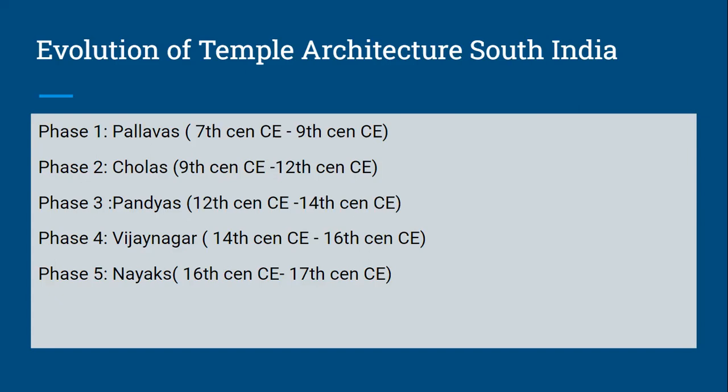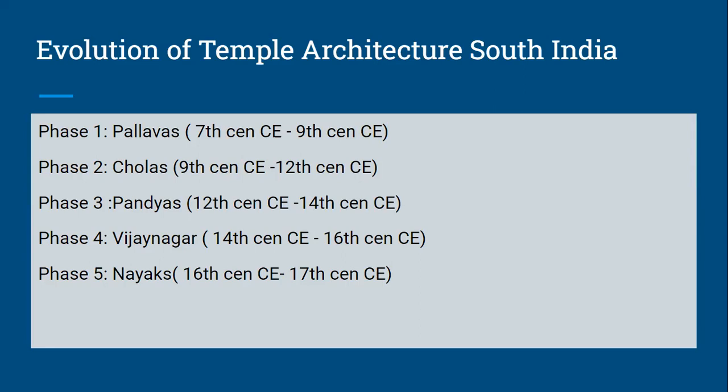Then the most important phase is the Vijayanagar. When I talk about Vijayanagar temple architecture, some of the features were of the Dravida style, but you will find some distinctive features which are unique characteristics of Vijayanagar temple architecture. And the last one is the Nayaks. The Nayaks were military commanders under the Vijayanagar Empire. But as soon as the Vijayanagar Empire declined, these Nayaks declared their independence, and they didn't build any new temples, but they added to the existing ones. So these are the broad 5 phases.